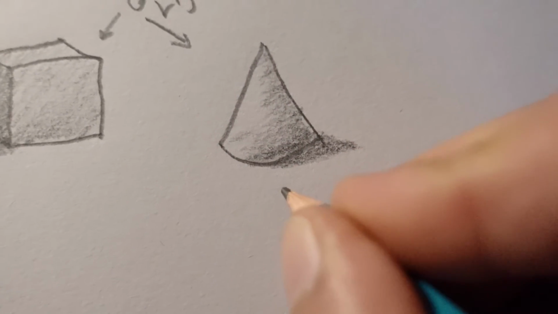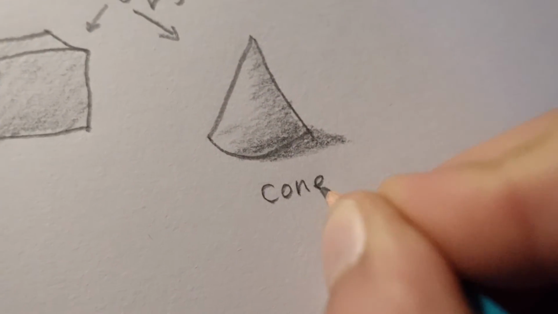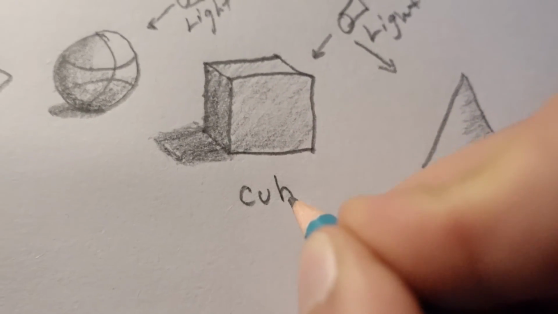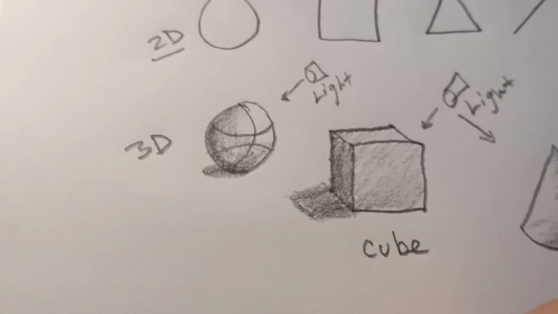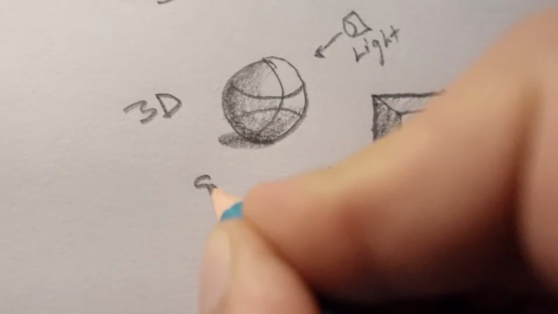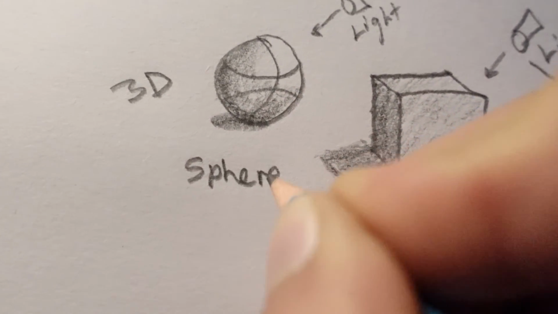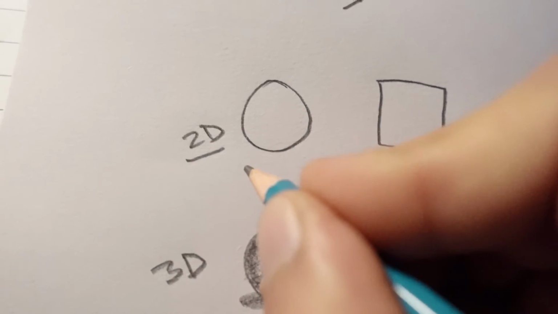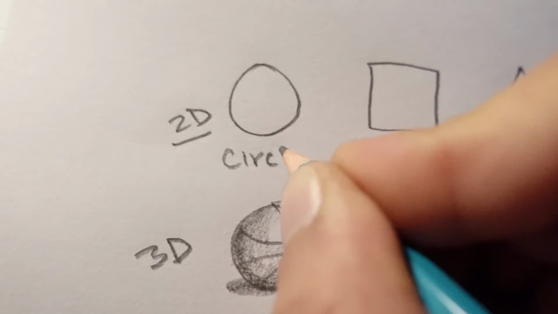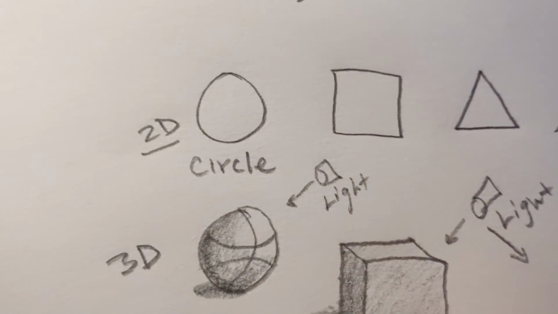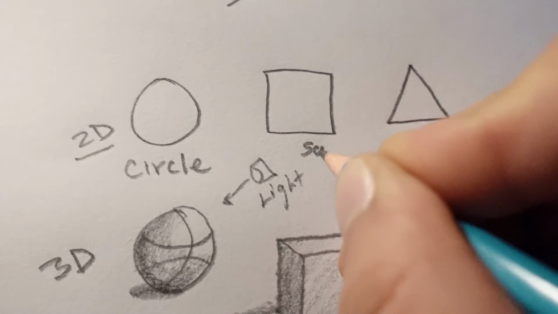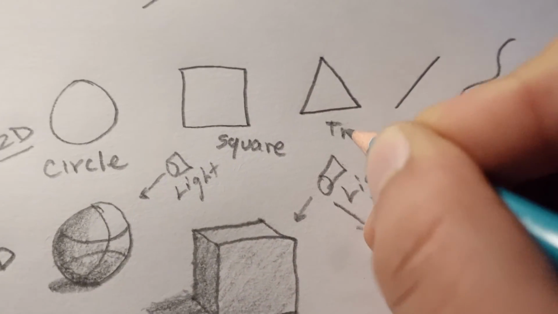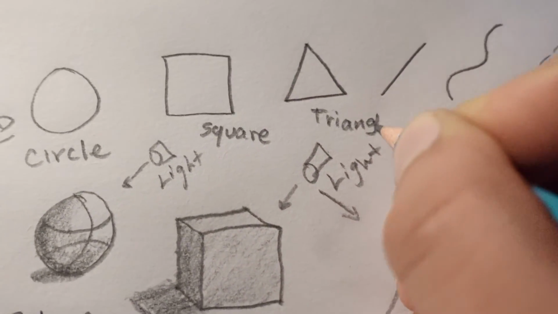This is a cone, but it could also be like a Christmas tree or something like that, you know? A cube could be a present, a house. A sphere could be a basketball, could be a planet. And then you got circles, you got your square, and you have your triangle. And obviously there's way more shapes out there, but I'm just focusing on these three for now, just to get you started.